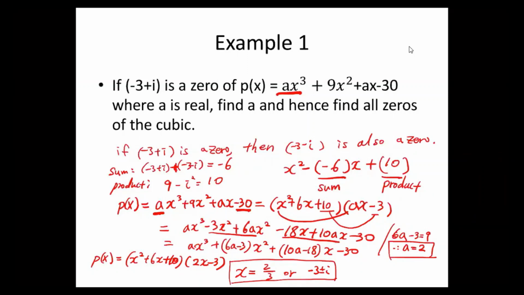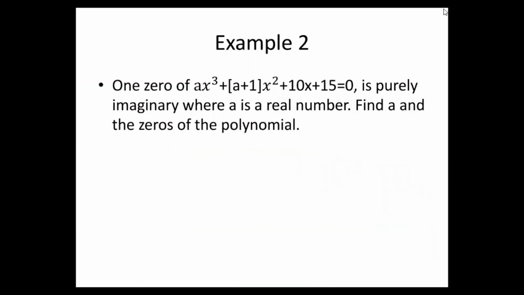So example number 2 is also very similar. You have to utilize everything you have learned, but it's a very similar concept. So one zero of ax cubed plus (a plus 1)x squared plus 10x plus 15 is zero. Okay, this is the equation, let's call it P(x). This is a polynomial equation. And then one of the zeros is purely imaginary. Purely imaginary means it's some kind of i or 2i or minus 3i. Basically, it's not a complex number. This is imaginary, purely imaginary.